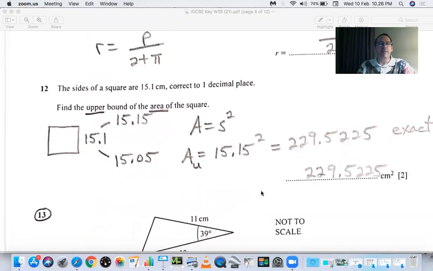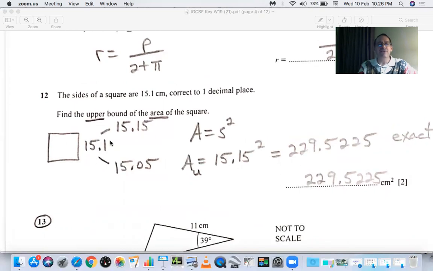Now we have an upper or lower bound type question. Remember, with upper and lower bound questions, there are generally 2 layers. The first layer is with your measured value itself, and then the second layer is with the formula. So for the first layer, we need to find our upper and lower bound for our measured value, and notice it's correct to 1 decimal place. It's not correct to the ones, it's correct to 1 decimal.